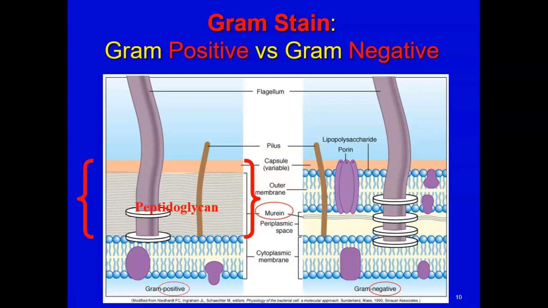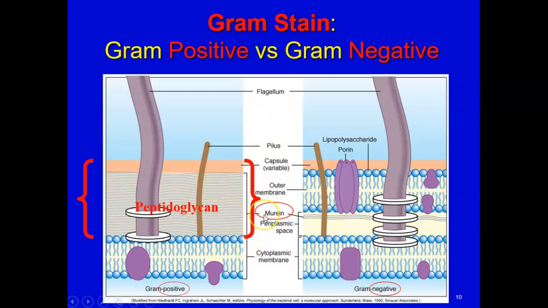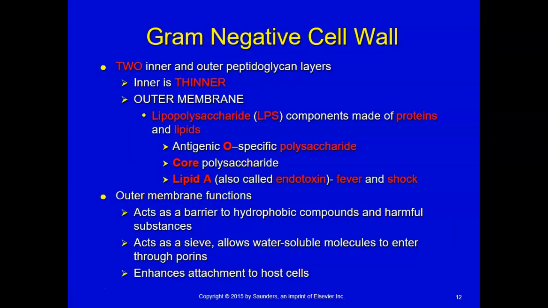Two components that are unique to the gram-positive cell wall are teichoic acid and lipoteichoic acid. And these compounds are anchored to the peptidoglycan layer. So let's go back and look at these gram-positive versus gram-negative. So here's this very thick peptidoglycan layer, the murein layer. See, there's a murein layer in both gram-positive and gram-negative. But what's important for the gram-negative cell wall is this lipopolysaccharide layer.